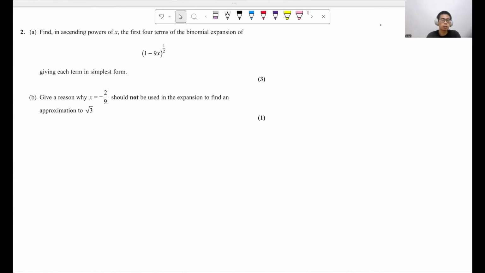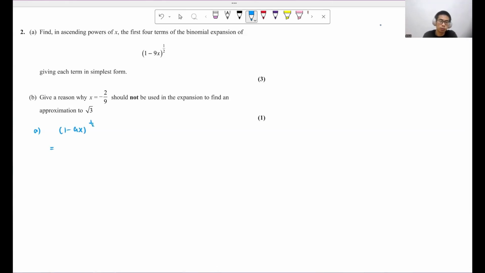Question 2. Part A: find, in ascending powers of x, the first 4 terms of the binomial expansion of (1 - 9x)^(1/2), giving each term in simplest form. Okay, so just apply the formula to (1 - 9x)^(1/2).